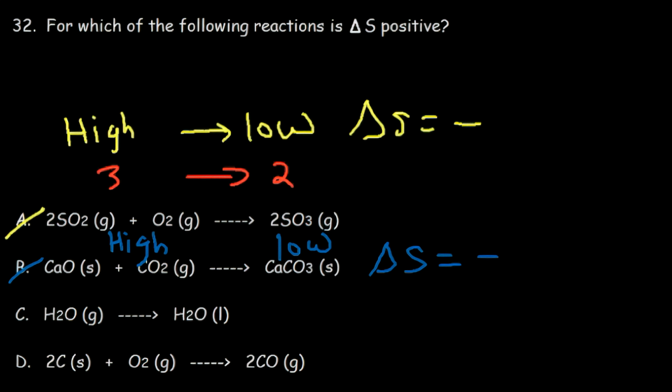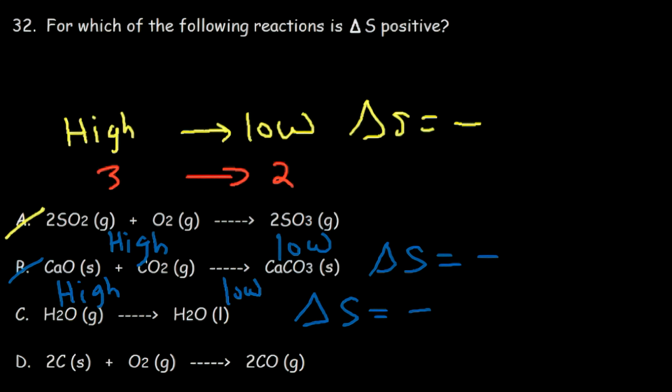we're going from a gas to a liquid. A gas has more entropy than a liquid, so we're also going from high to low. So delta S is also negative.